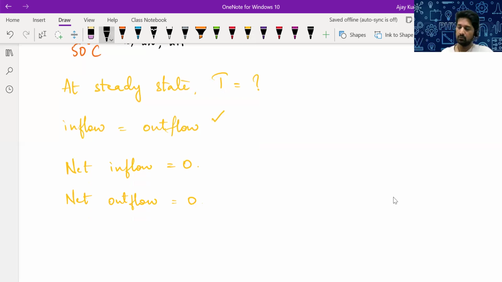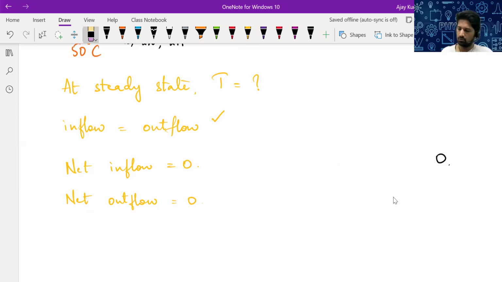Then in that case, what did we do? Net heat gain is equal to 0. We wrote the equation that way. Heat gained by the first object plus heat gained by the second object plus so on, heat gained by the nth object. This sum should be 0. We are doing something similar here.